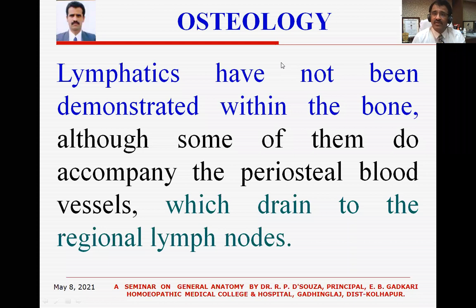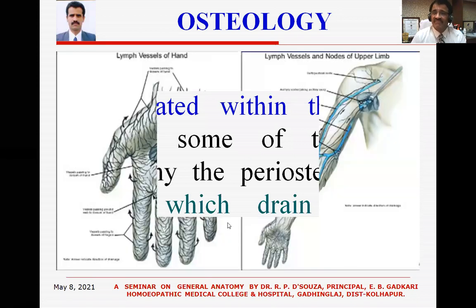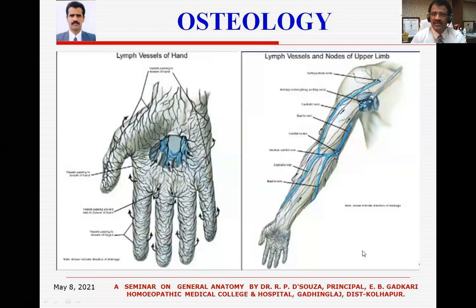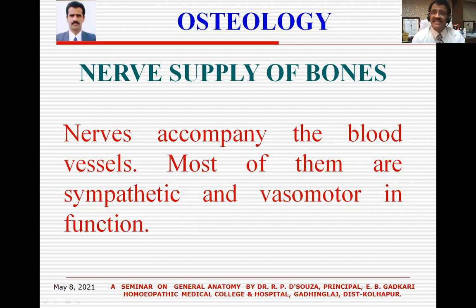Lymphatic drainage is also there, but it is not clearly demonstrated within the bone, although some lymphatics accompany the periosteal blood vessels, because it is a neurovascular bundle: artery, vein, nerve, and also lymphatics. The lymph is drained to the regional lymph nodes in the particular area. This is a lymphatic system diagram overall, but for bone, it is not much clear how the lymphatics are draining lymph there. And the nerve supply is the last part.